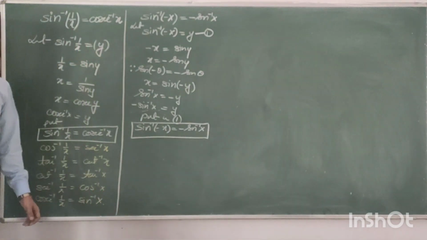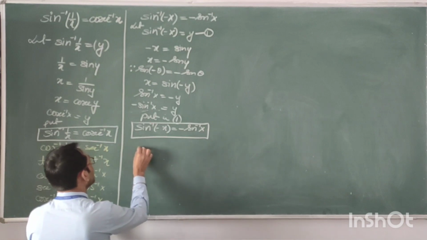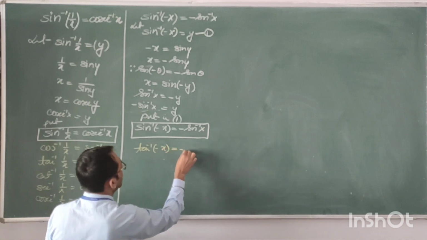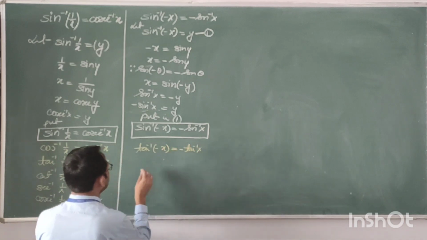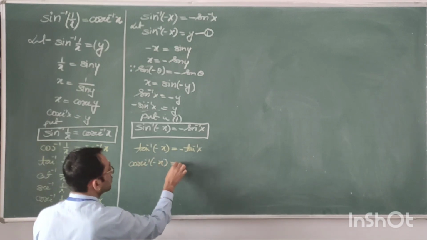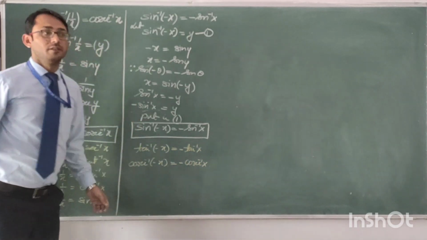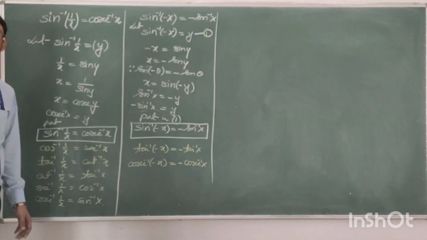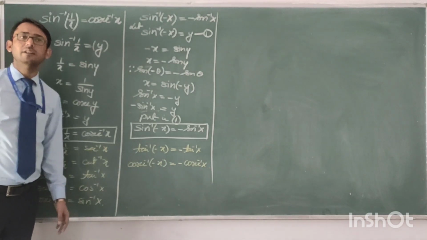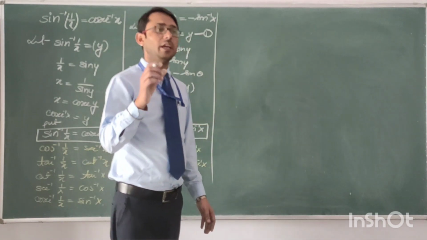Likewise, two more identities are possible based on it: tan inverse minus x equals minus tan inverse x, and cosec inverse minus x equals minus cosec inverse x. Yes, beta. So these identities I suppose we all will be able to do. Now we are going for another identity. It will help you in the best manner.